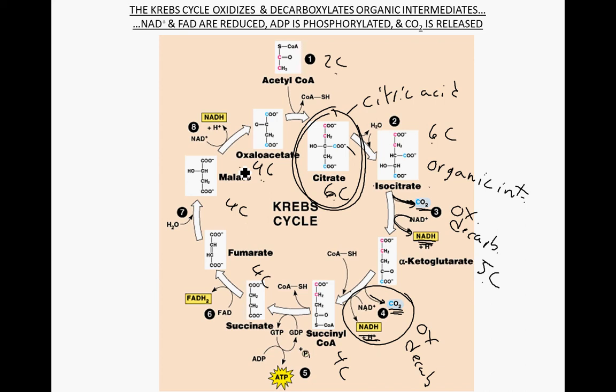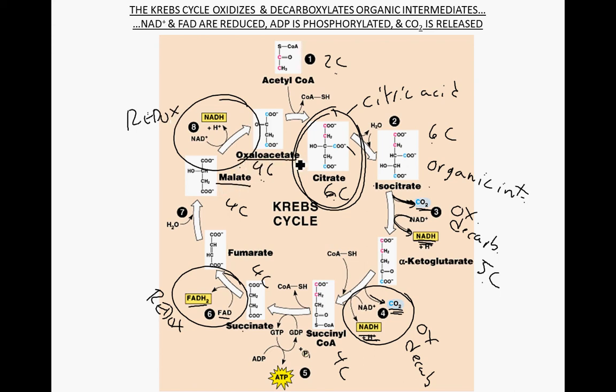What we also see along the way is that when I go from succinate to fumarate here, I'm going to do a redox reaction, where I'm going to oxidize succinate to fumarate, and I'm going to reduce FAD to FADH2. Then up here is another redox reaction. I'm going to oxidize malate to oxaloacetate, and I'm going to reduce NAD+ to NADH.